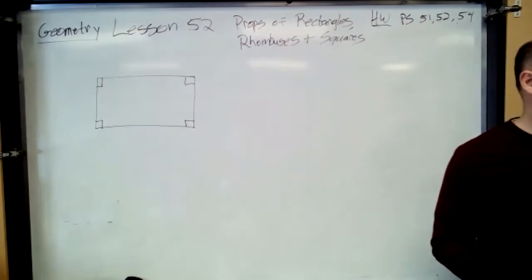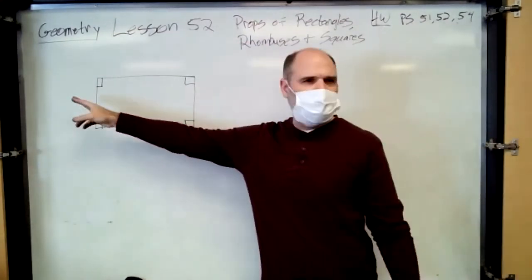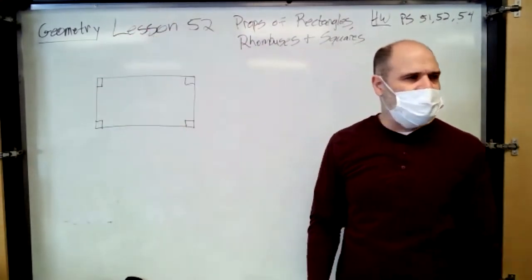The right and the left sides are congruent. Yeah, so these are congruent. The opposite sides are congruent. Okay, what else?